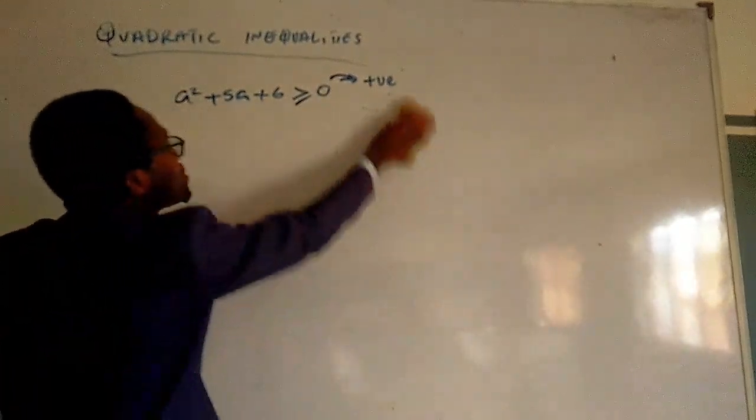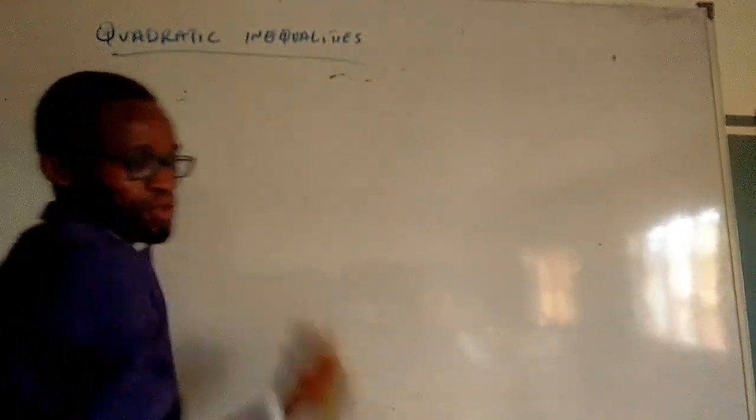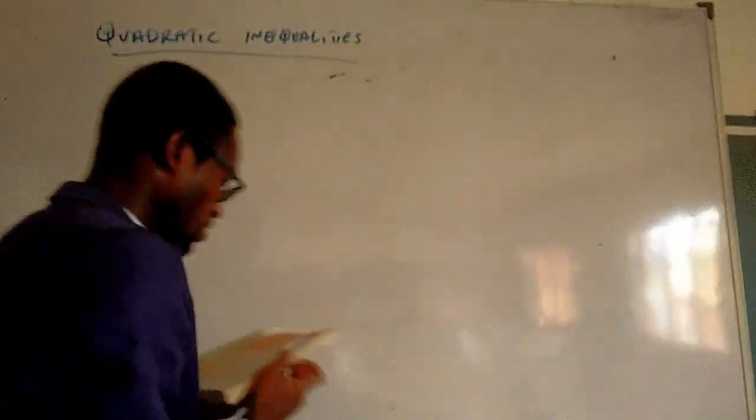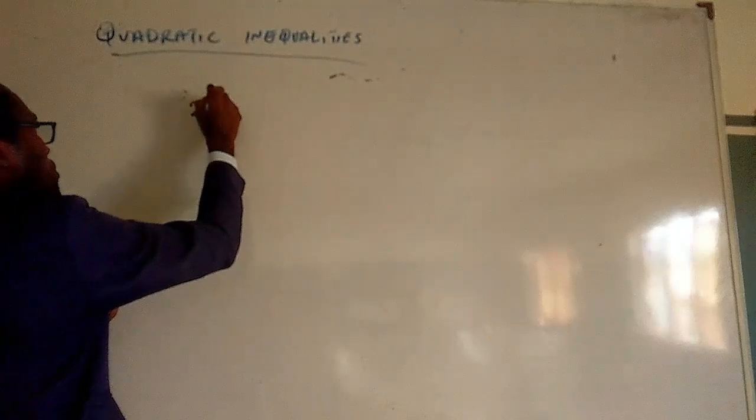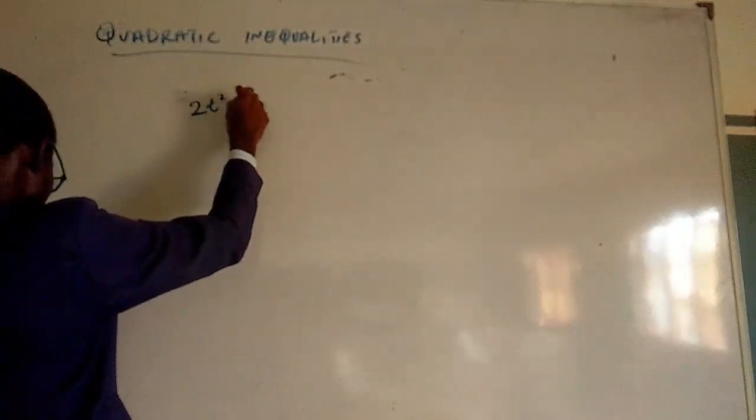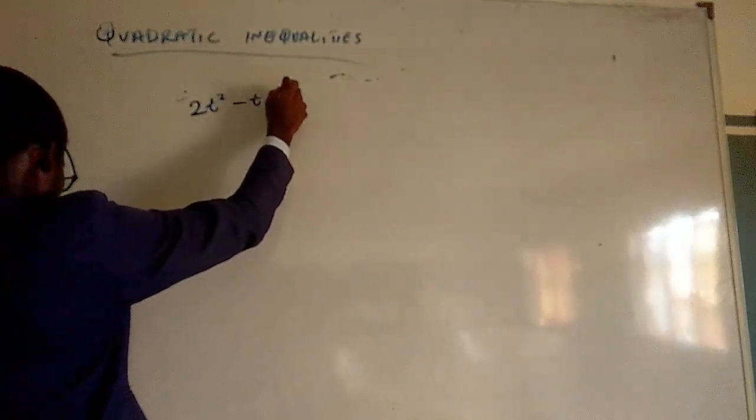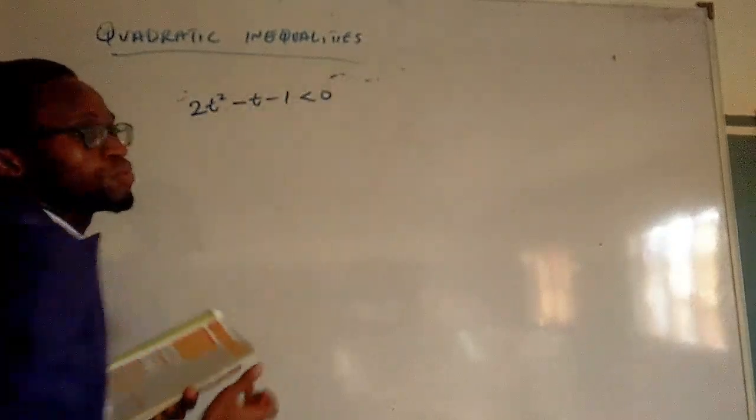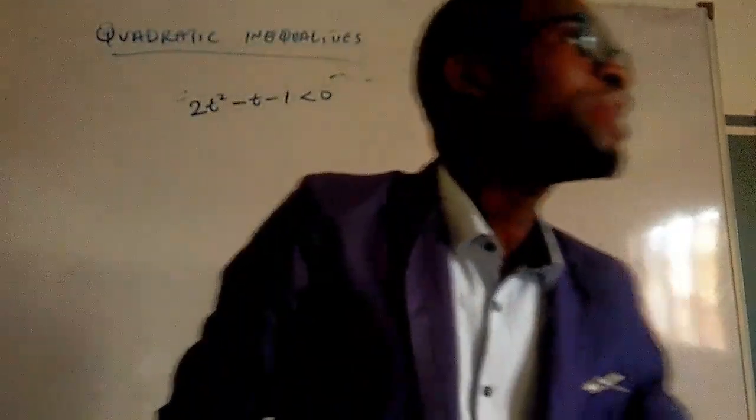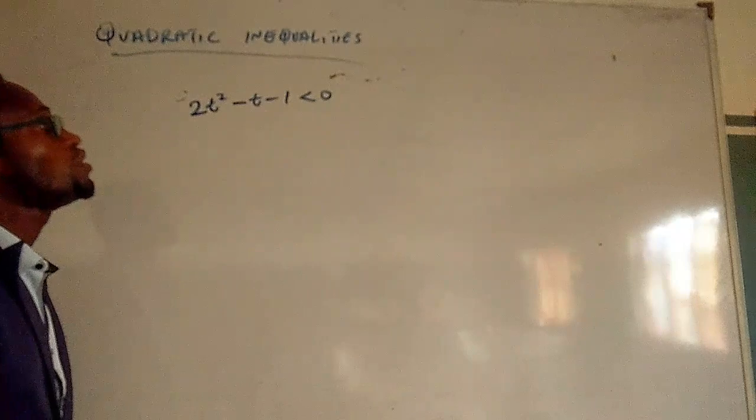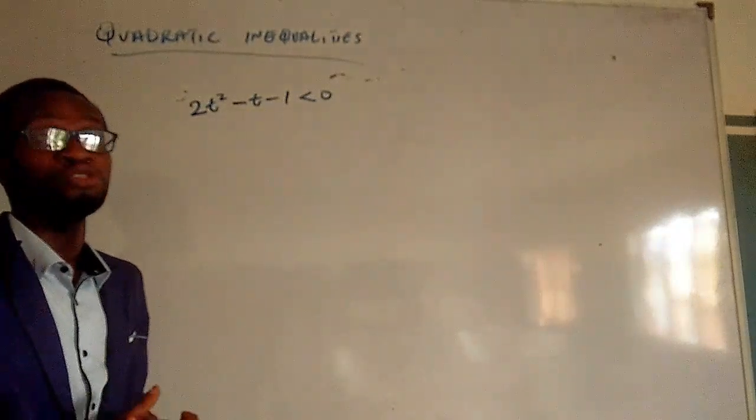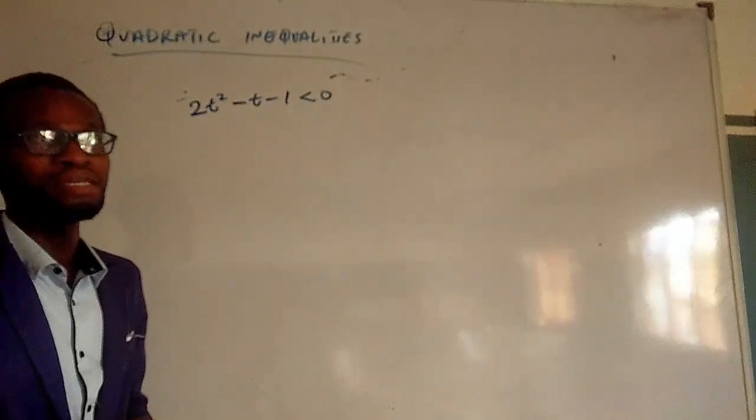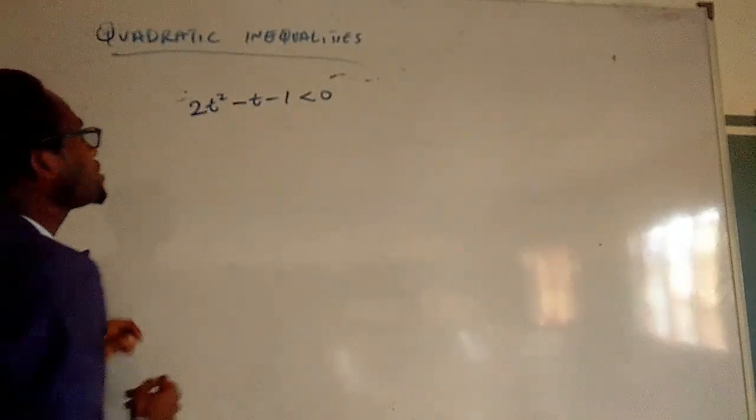Now let's get this question for a less than question, a less than quadratic inequality. Now we have a question like this: 2t squared minus t minus 1 less than what? 0. Now we have this question less than 0. When we say this is less than 0, it means that it is smaller than 0, meaning that it should be a what? Negative number.